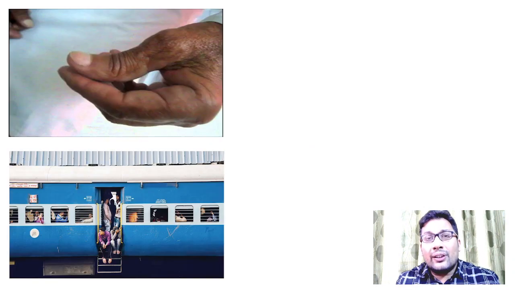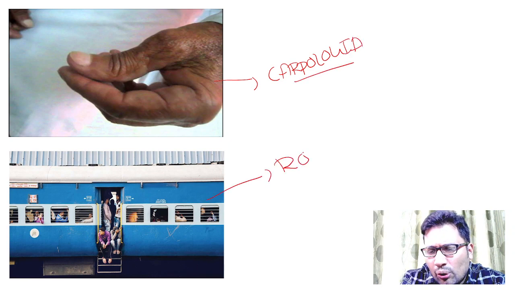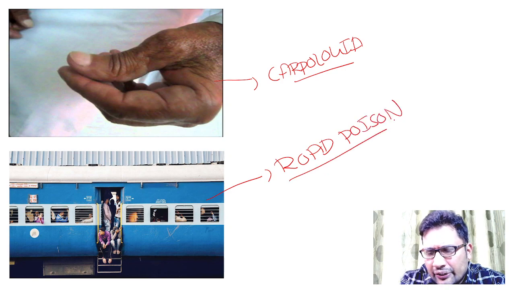Next, remember, this is known as carpologia. Carpologia, very commonly asked. And datura is a well-known road poison.